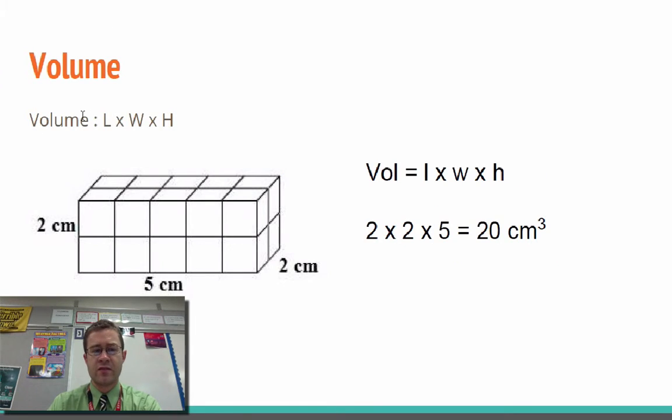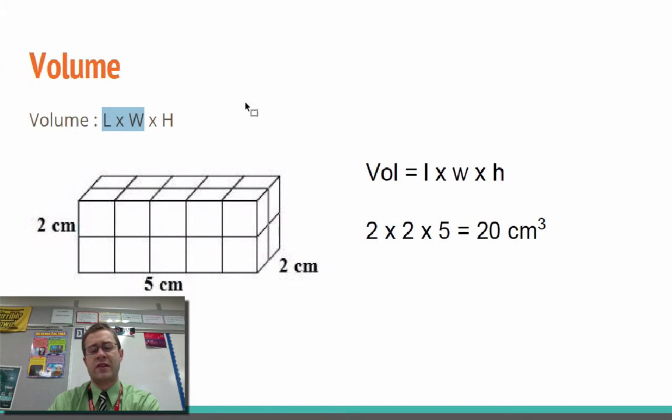Last week we talked about volume. The formula for a rectangular prism is length times width times height. The formula for area is length times width. So what we do is we take a rectangular prism and we stretch it by its height. So now we have length times width times height.